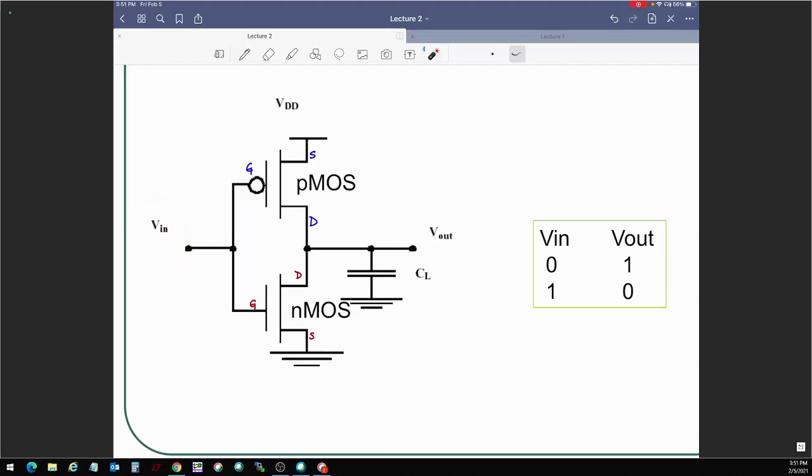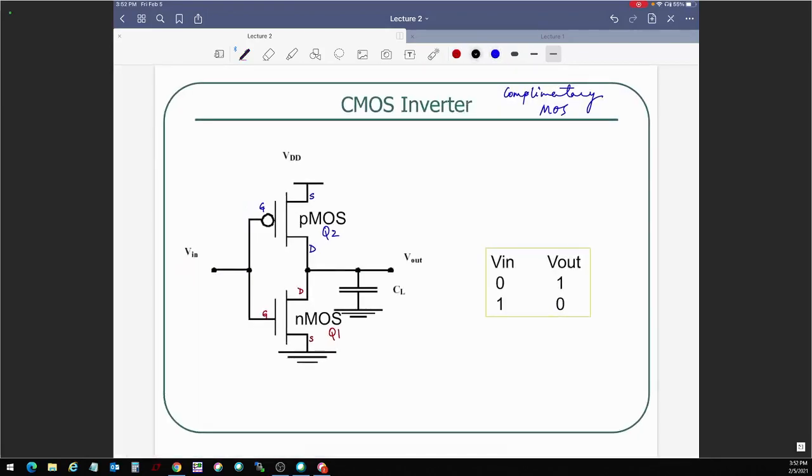Now let's see if we can get a NOT operation out of these. To do this, I will call the nMOS transistor Q1 and the pMOS transistor Q2. Then I will lay out a table on this side that will help me keep track of the state of these transistors as I change my input voltage. I'll have a column for input, a column for Q1, a column for Q2, and a column for V out. So, V in here, then Q1, then Q2, then V out over there.